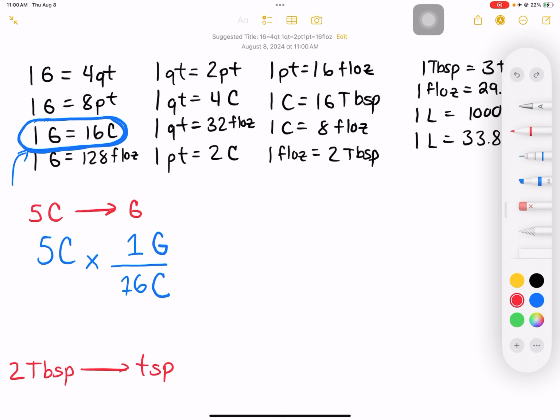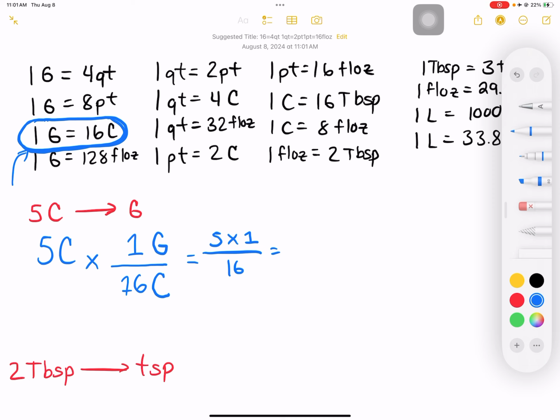Okay, now once you reach the desired unit, which is gallons, you just have to do the math. And the way to do the math here is to multiply all the numbers in the top and then divide all the numbers in the bottom. So what I'm doing here is multiplying 5. I don't usually write this down, but that's 5 times 1, and I'm dividing by all the numbers in the bottom, which is a 16.